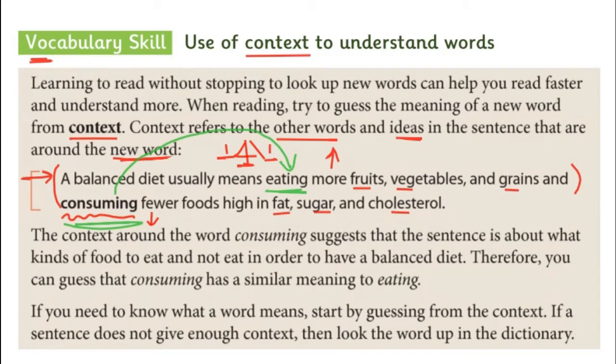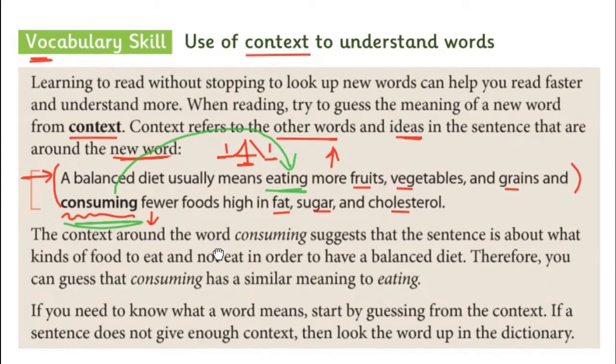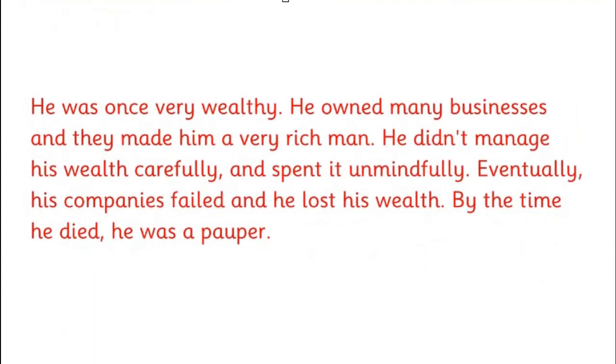Let me give you another example. Here is a short paragraph about a man, and in this paragraph we have two new words that we don't know the meaning of. He was once very wealthy. So let's say this is the first word. He was once very wealthy. He owned many businesses and they made him a very rich man.